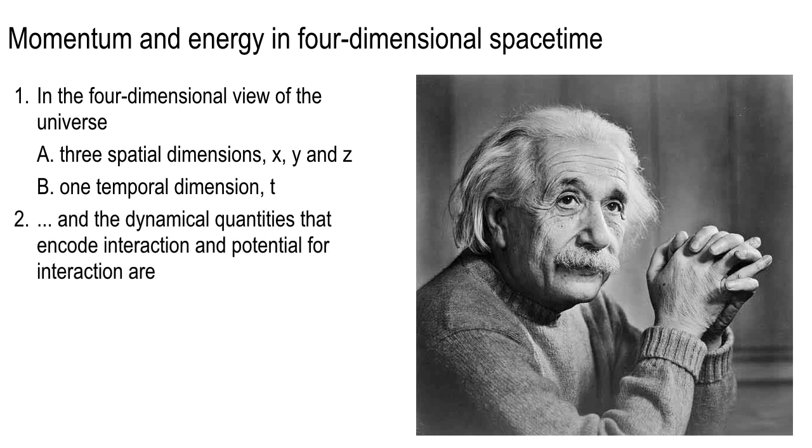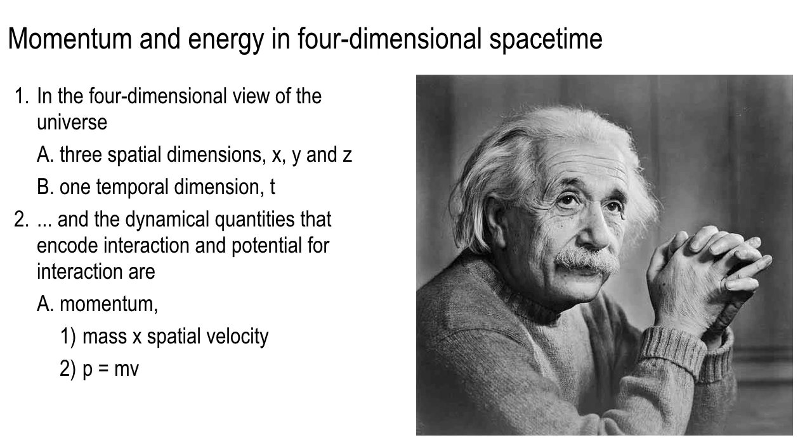Now, the dynamical quantities that encode interaction and potential for interaction. Make sure you write that: encode interaction and potential for interaction. Are momentum and energy. Momentum is a mass times a spatial velocity, so p equals mv. And the other quantity is energy. An example of that is a famous Einstein equation, E equals mc squared. Everybody's seen that, or almost everybody. And there are many other forms of energy that you can write.